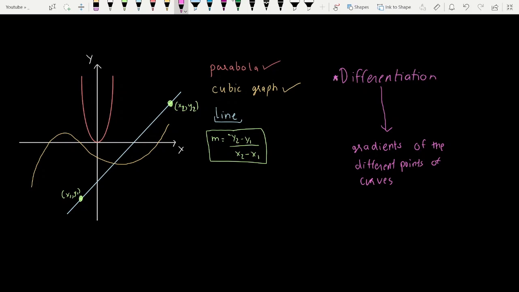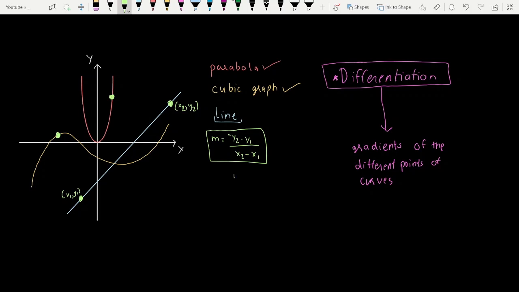It allows you to find the gradient of different points on a curve. So for example, if you go back to my parabola and let's say I pick this point and I ask you to tell me what the gradient will be at this point, you can use differentiation and tell me what the gradient is going to be at that point. If you go over to the cubic graph, you can pick a different point, let's say this one, and again, you can use differentiation to tell me what the gradient is going to be at that point. So differentiation is all about finding gradients at different points of curves.